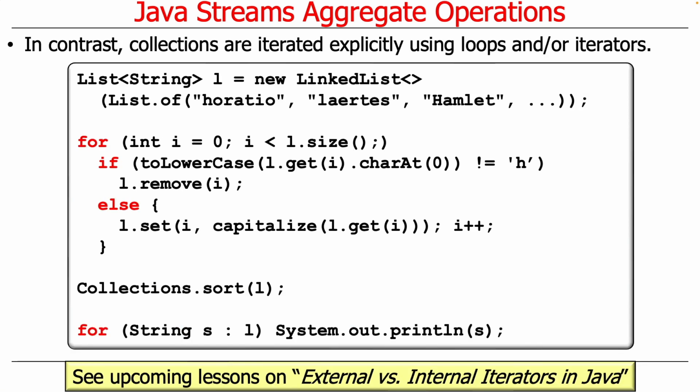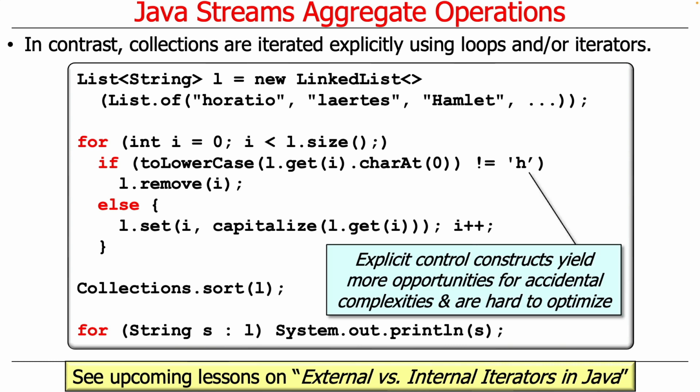In contrast, the old-fashioned way of doing things, which involves iterating using loops and/or Java iterators, has a lot more complexities lurking in there. So you can see here, for example, that we've got explicit control constructs. We make ourselves a new list, a new linked list. Then we use an index-based for loop. We have if-else statements in here. We have another for each loop at the bottom, and so on. And there are just more opportunities for things to go wrong, especially with things like index-based for loops. Index-based for loops are notoriously tricky because you have off-by-one errors and all these other problems, accidental complexities.